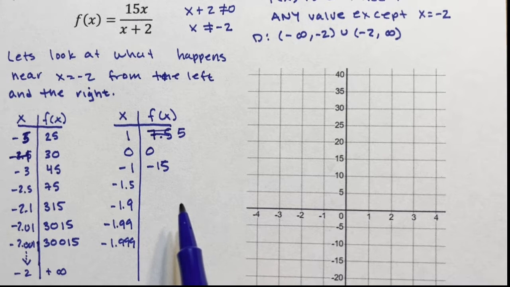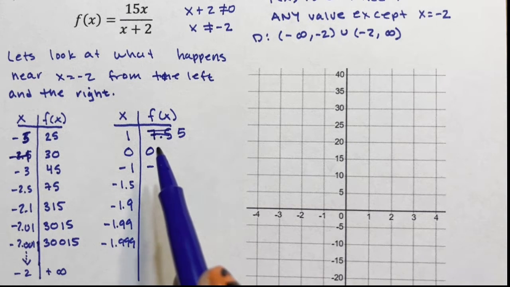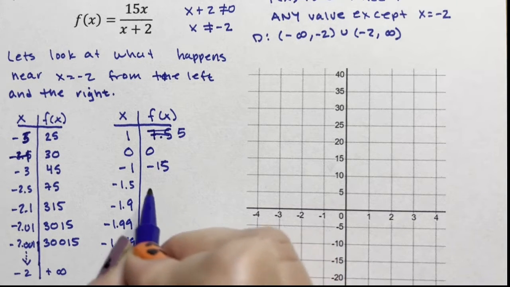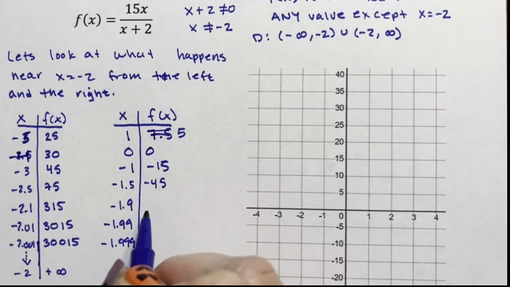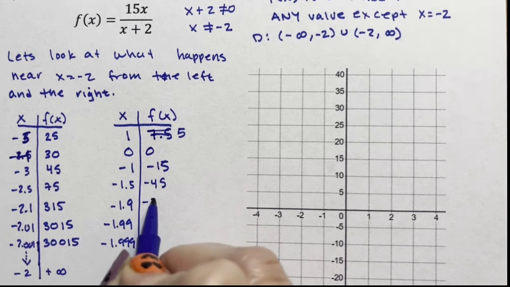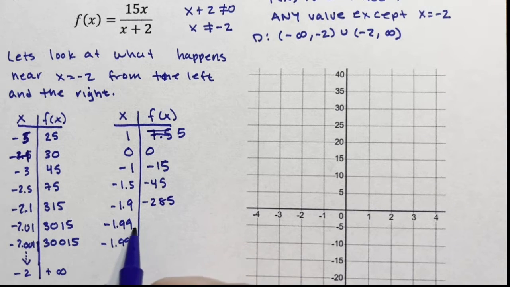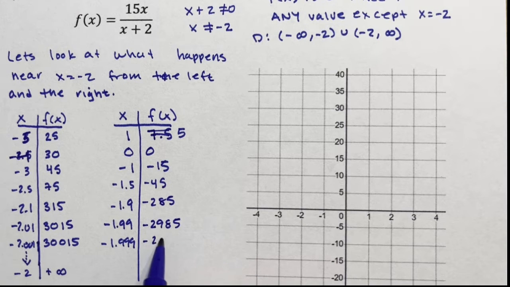And then if we put in negative 1.5, we get negative 45. And if we put in negative 1.9, we get negative 285. And if we put in negative 1.99, we get negative 2985, then negative 29985. And this time as we head towards negative 2, we're getting to negative infinity, which is kind of insanity, right? These numbers are getting really big, really fast.